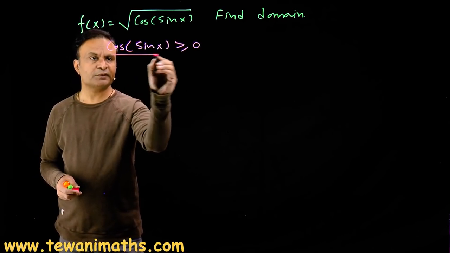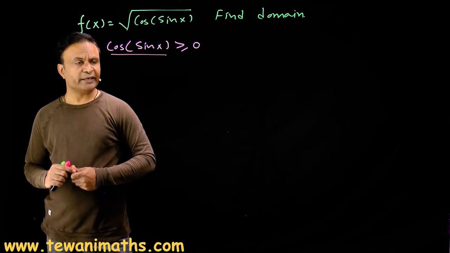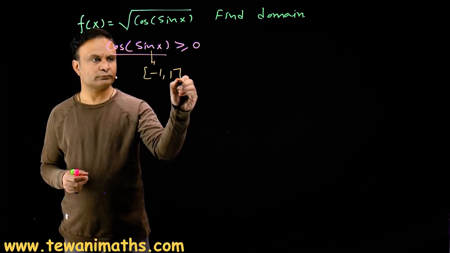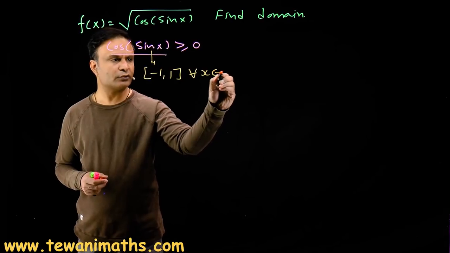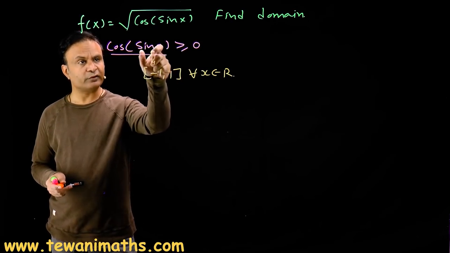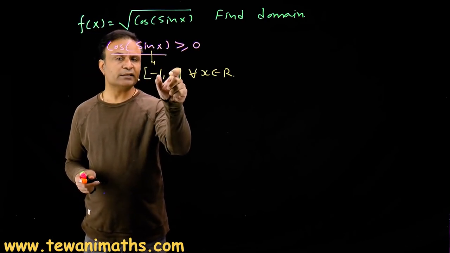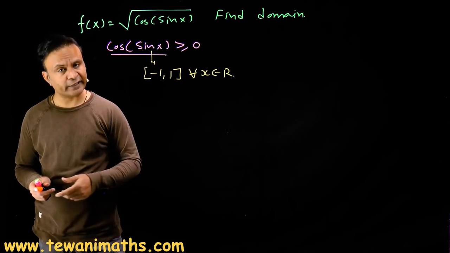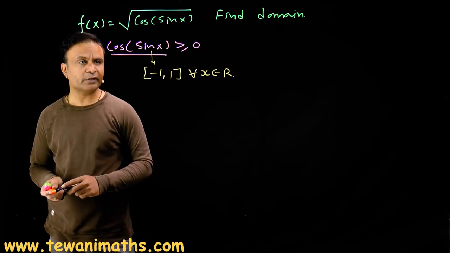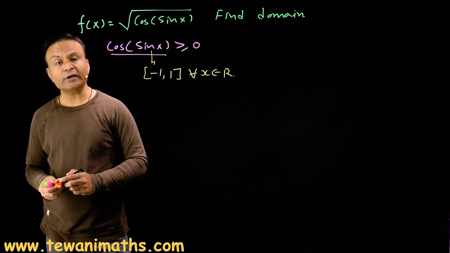Now the value of this expression depends on the values of sin x. The range of sin x function is minus 1 to 1 for all x belongs to R. Now these minus 1 to 1 values of sin x are angles of the cos function. These angles are considered in what? Radian measures. Ye radian mein hoga definitely, degree mein nahi hoga. Cos ke andar ka jo angle hai, wo hai minus 1 to 1 radian.